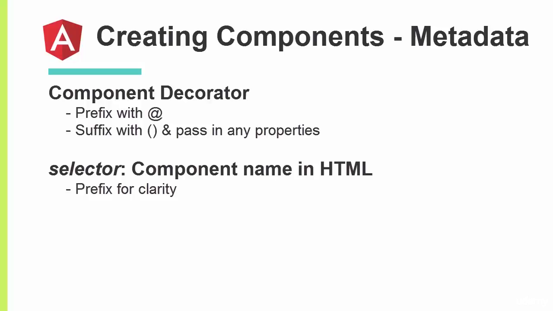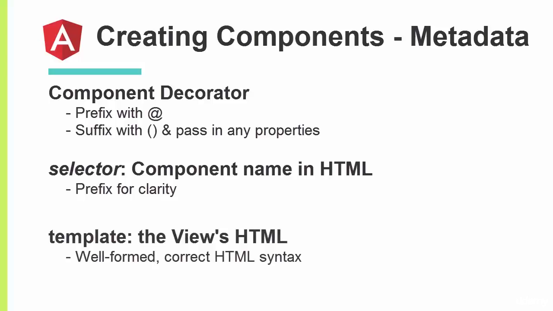Remember that the selector property is not needed if the component is not used in any HTML, as we'll see later in this course. Use the template property in the component metadata to define the view's HTML. Since we define the HTML in a string literal, we often get no IntelliSense or syntax checking in the IDE, so take care in coding the correct HTML syntax. We'll get into different ways to create the template for a component in the next section.